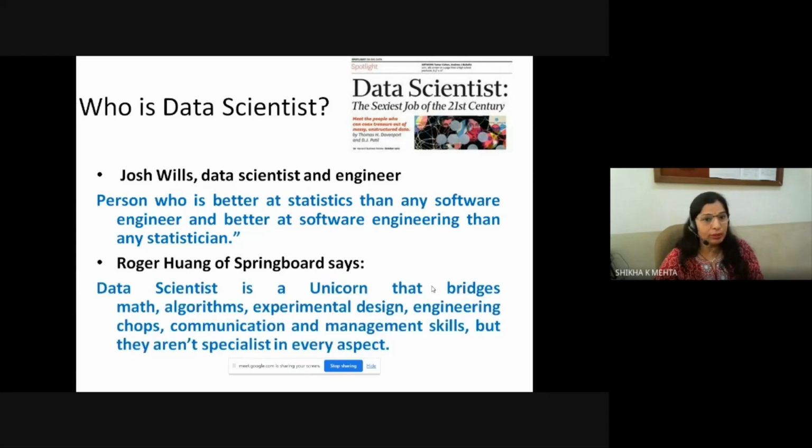In another definition, they say that a data scientist is a unicorn that bridges maths, algorithms, experimental design, engineering, communication and management skills, but they aren't specialists in every aspect. That means they can have knowledge of any of these domains or of all the domains, but they need not be the specialist. They need not carry the responsibility of doing anything completely. But they know maybe some of these, or they may know all of these. So it's very difficult to define who is a data scientist.